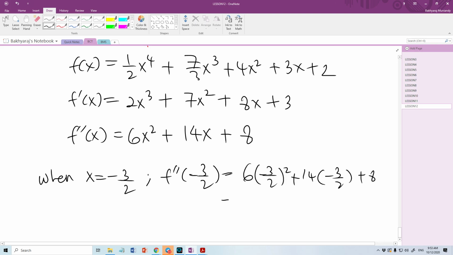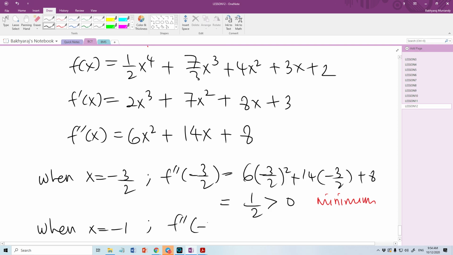So ini buat apa? Buat calculator program ni lah. Masuk program 6x power of 2 plus 14x plus 8. Then you use CALC, type negative 3 over 2, you get the answer, which is equals to, I think you get 1 over 2, right? Yeah, 1 over 2. 1 over 2 is more than 0, is minimum, right? Okay, so ini ialah minimum lah. Very good.